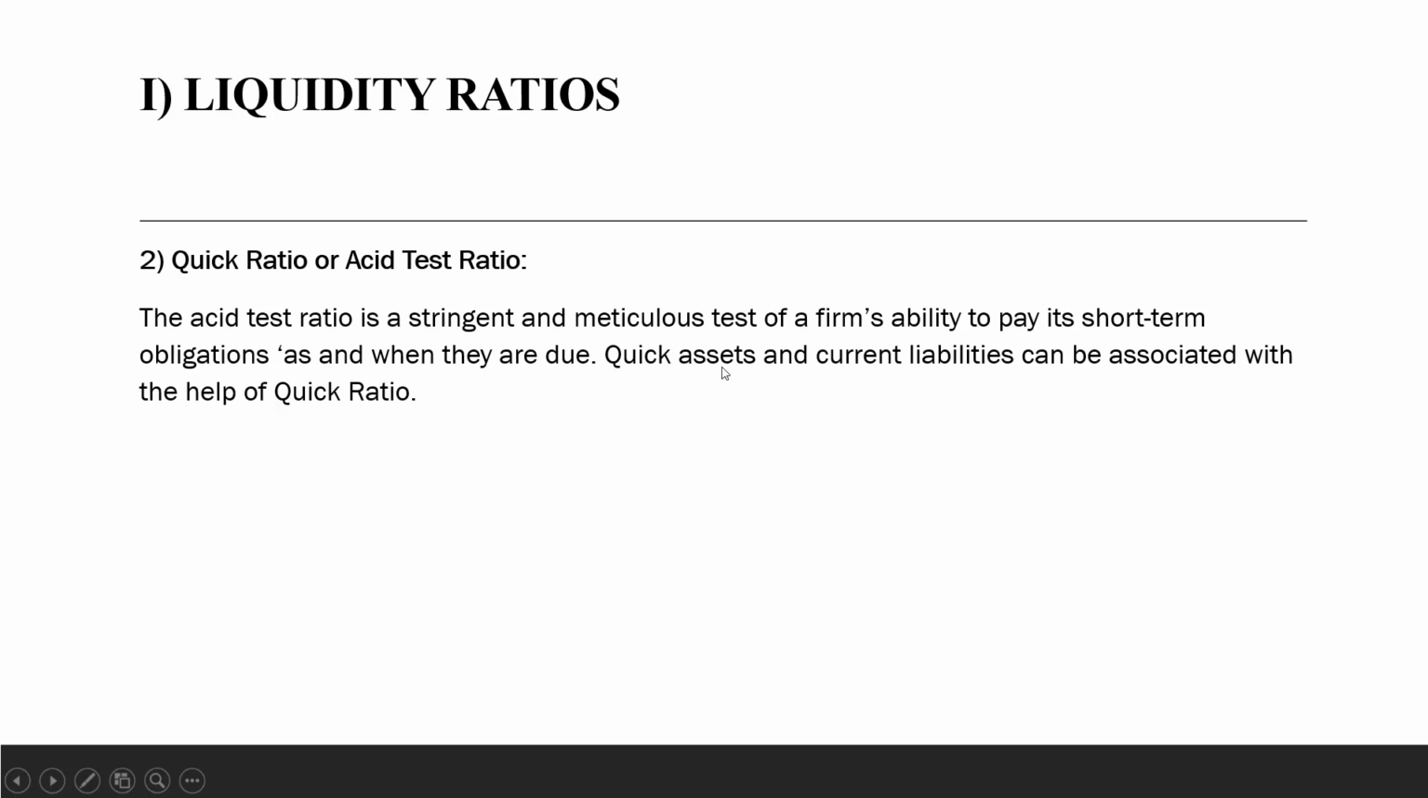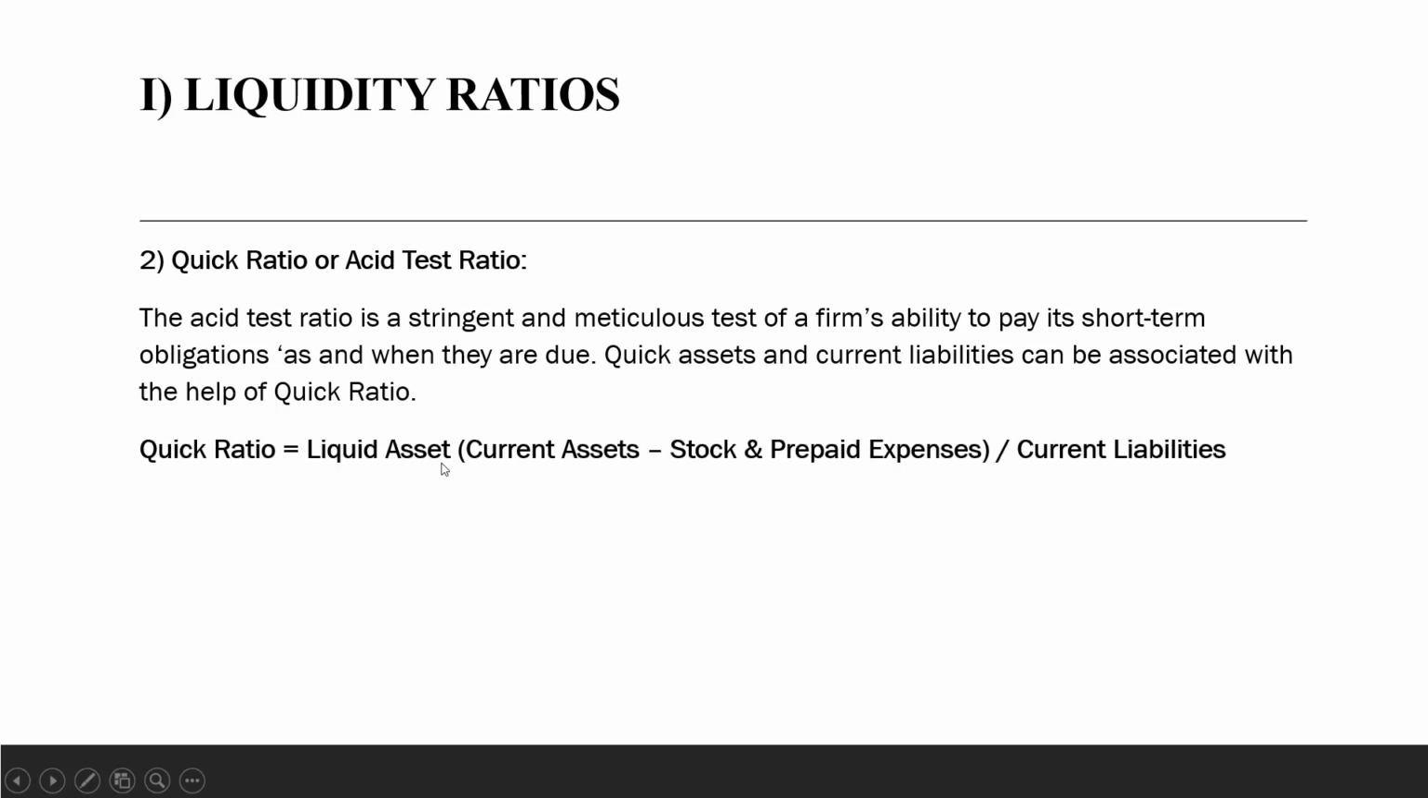Now what are quick assets? Quick assets are those assets which can be quickly converted into cash, obtained by deducting the stock and the prepaid expenses of any company. How to calculate quick assets and quick ratio will be much clearer when you try to solve the problems in the questions. Now for this quick ratio also, there is one formula.